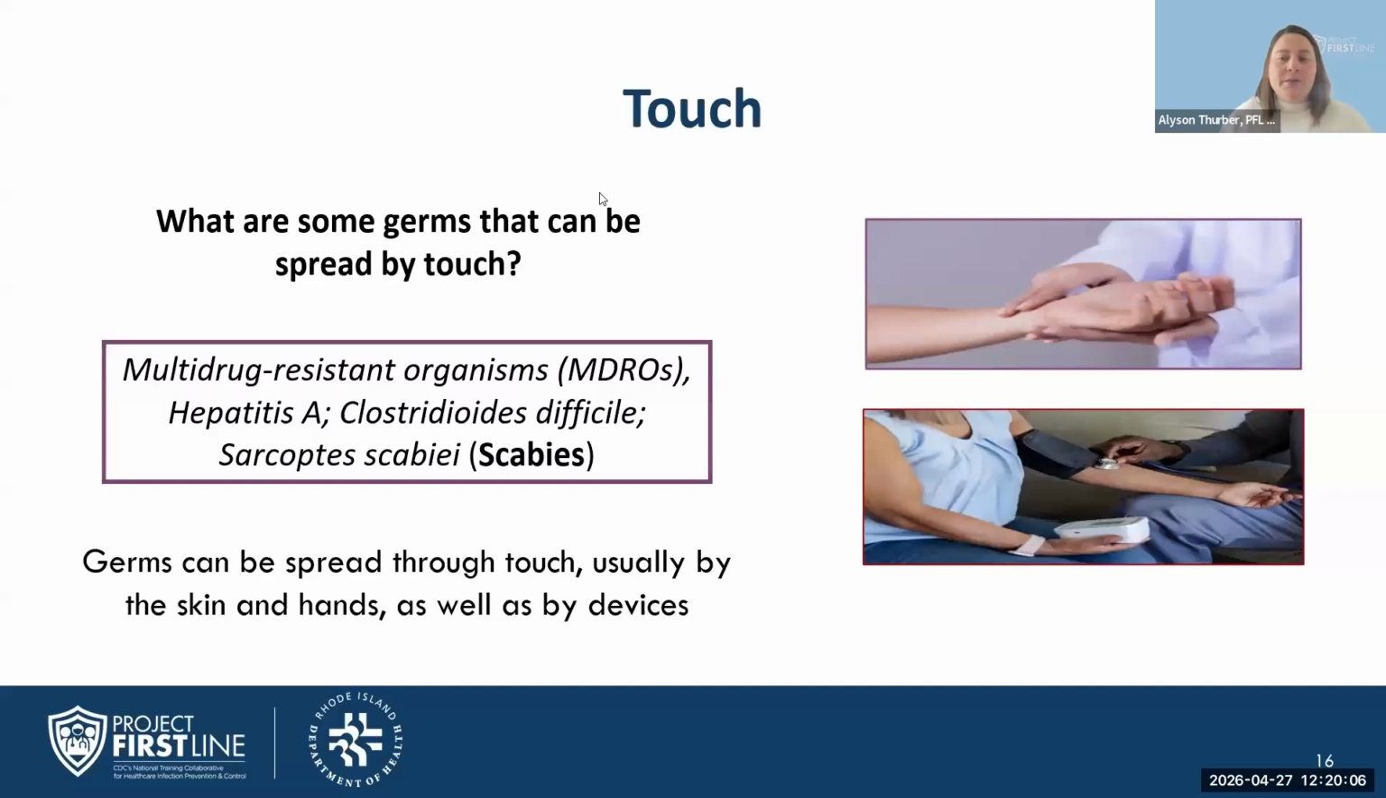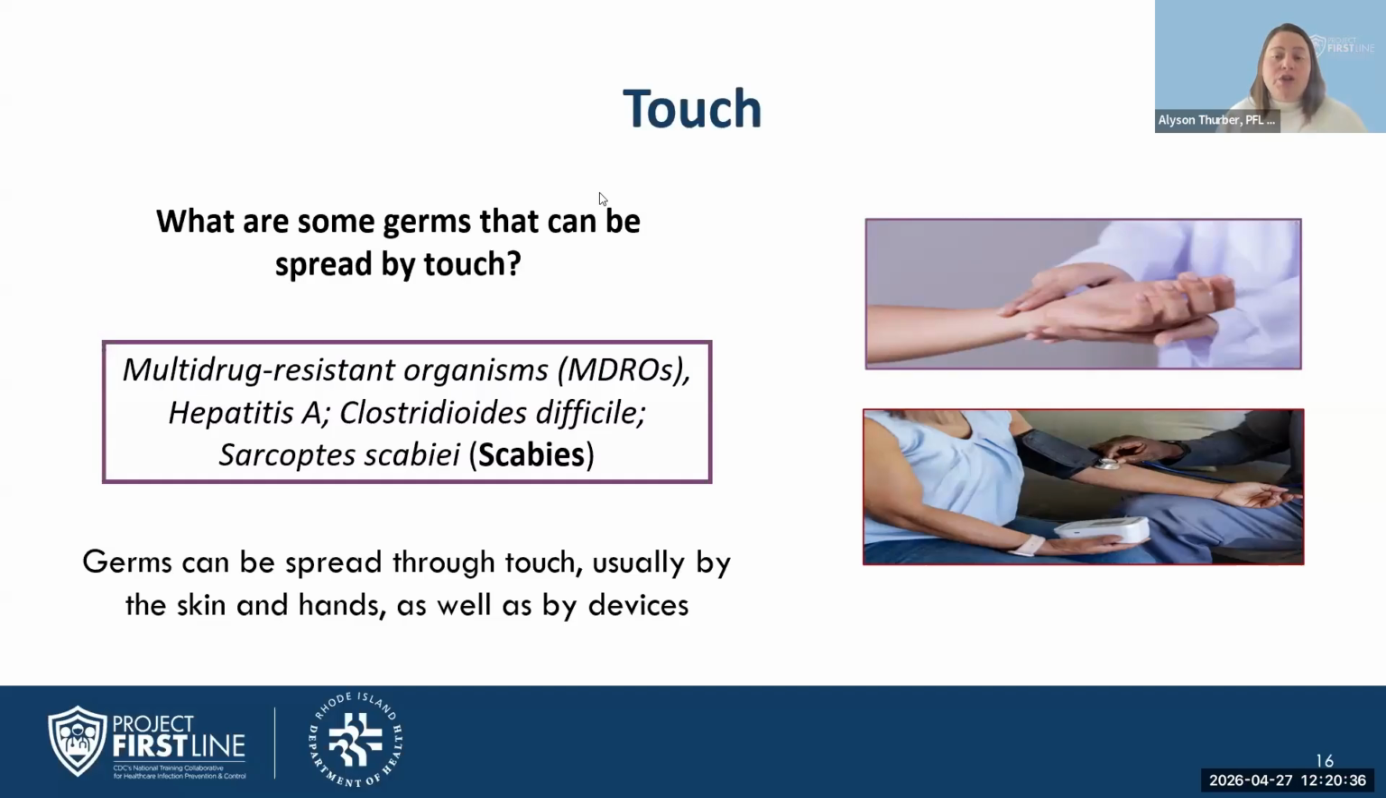So the first pathway, as we mentioned, is touch. Germs can be spread through touch, usually by the skin and hands, as well as by devices. So when we help Mr. Jenkins with transfers, bathing, dressing, or Foley care, we're touching surfaces, devices, and his skin repeatedly. Without proper hand hygiene and PPE, germs spread quickly through touch. Other examples of how this could happen include a handshake, taking a pulse, anything of that nature.